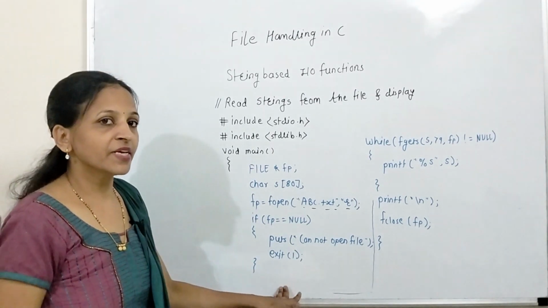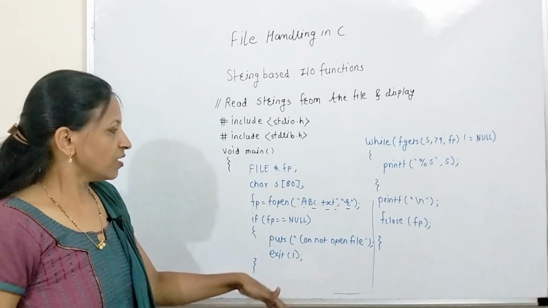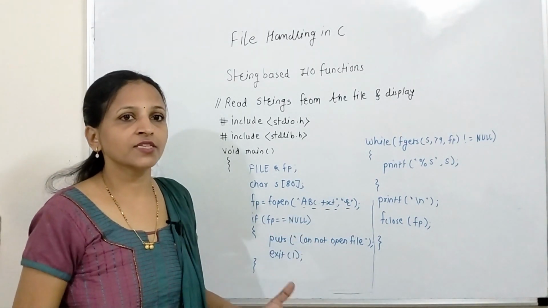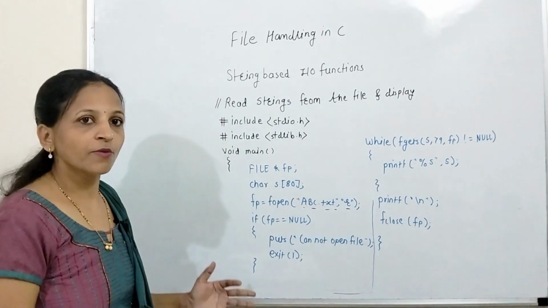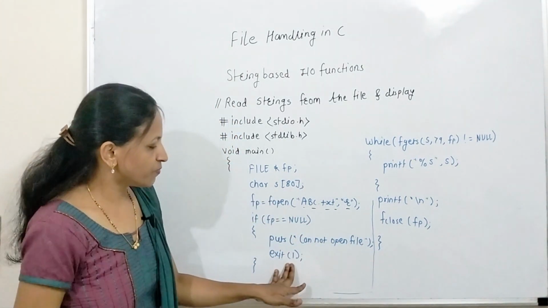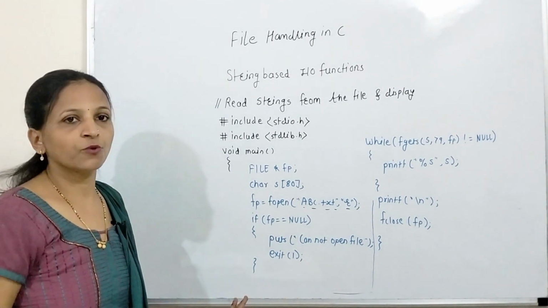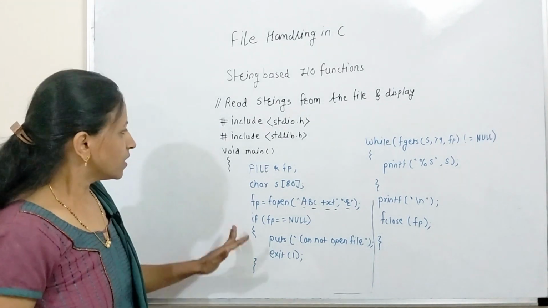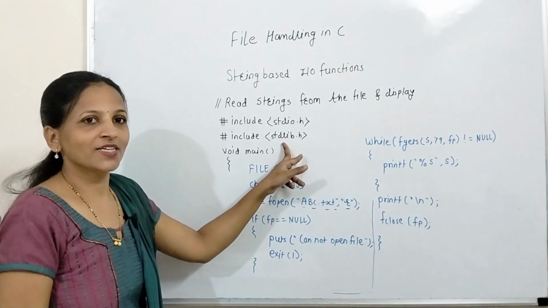We have to terminate execution of that program instantly at this point, because if the file has not opened successfully, then we cannot read contents from that file. That's why we have to stop here at this place. Whenever this function is called, execution of the program will automatically get terminated. And for using this exit function, we have included this stdlib.h header file.